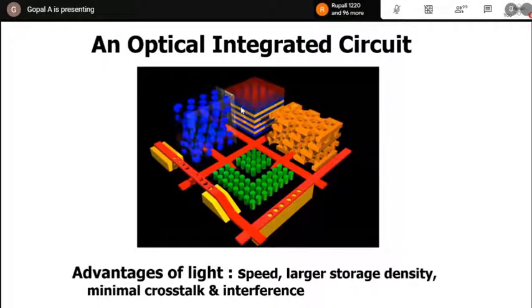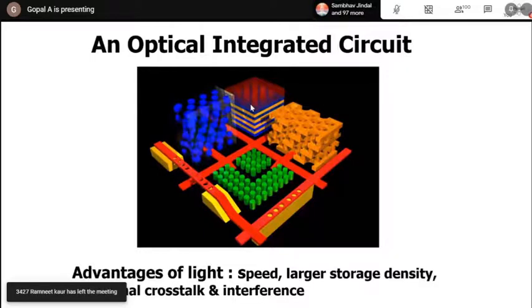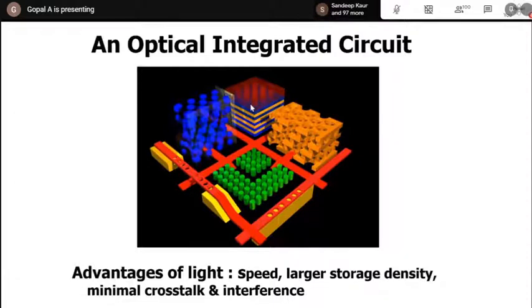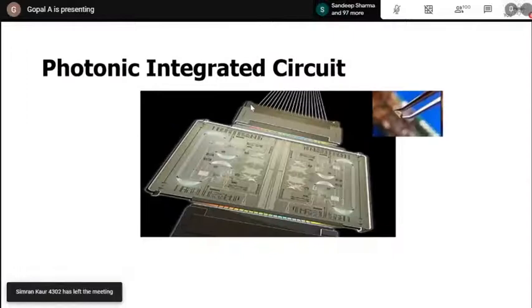Another thing is that you can have the fastest possible circuits. Compared to electrons, the speed of light is the fastest, so you can always do your computing or logic operations at the fastest possible speeds if you use light. Okay, so this is possible, and there are companies which are making this.